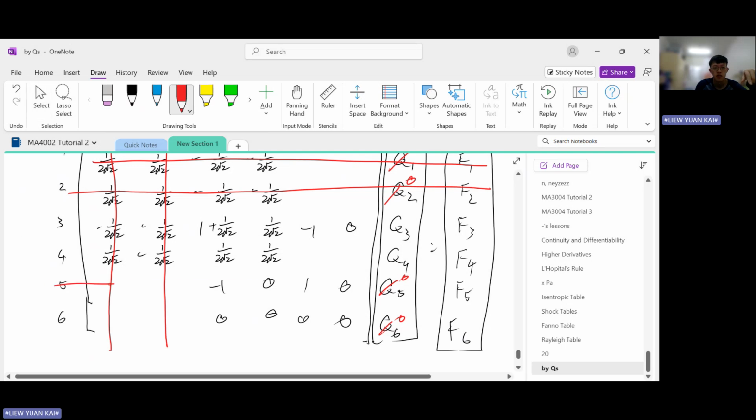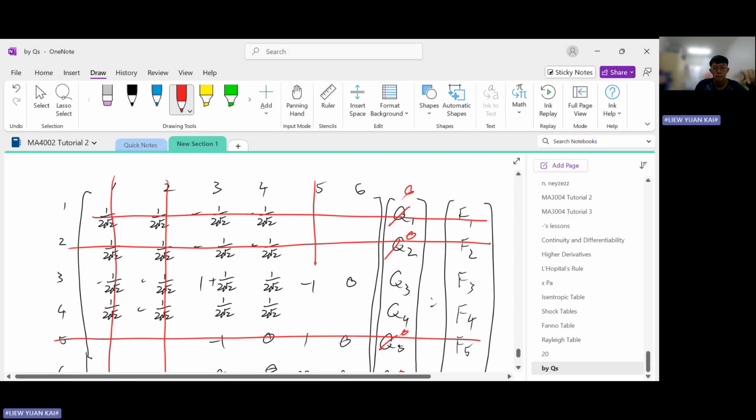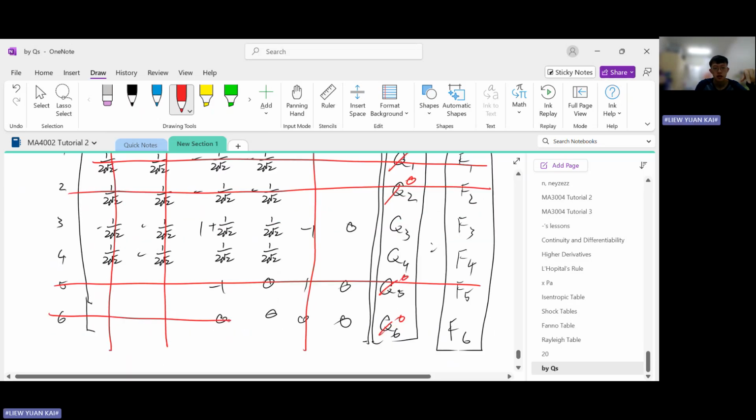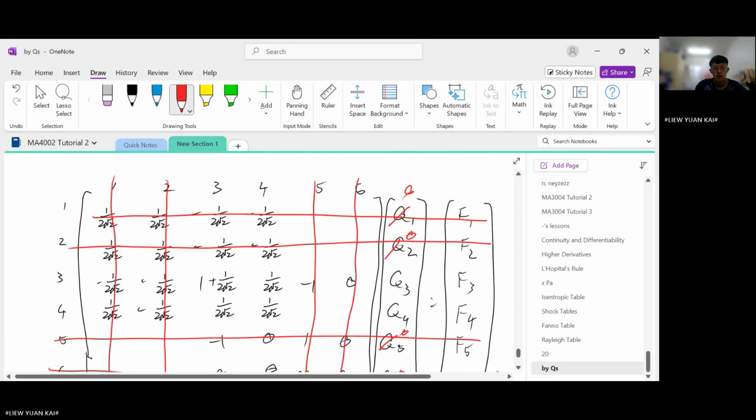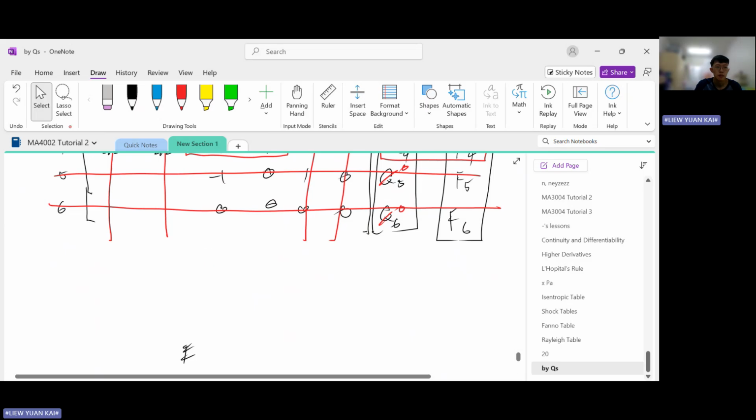So row 5, column 5, row 6, column 6. Okay, so in the end, what we're left is rows 3 and 4. And here.